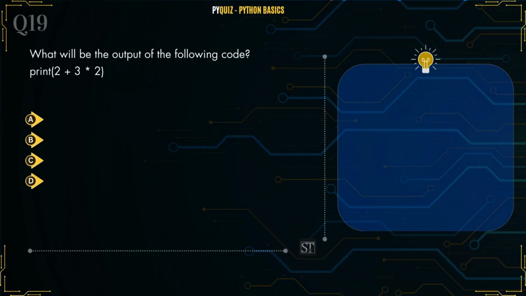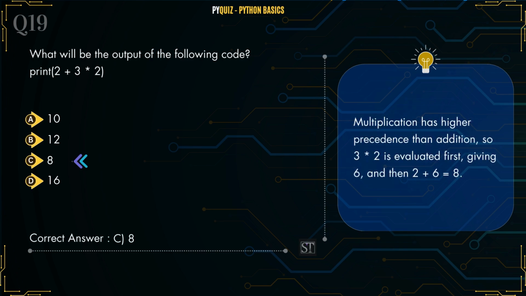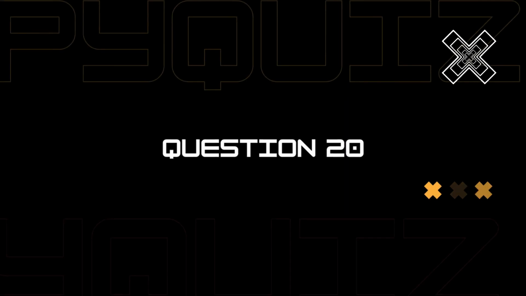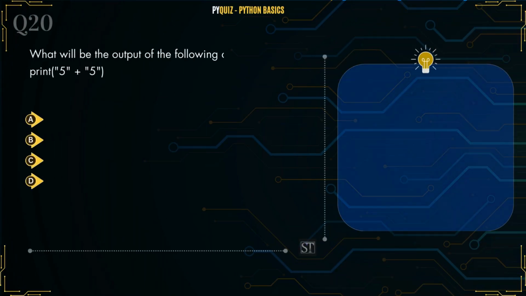What will be the output of the following code? The correct answer is C. What will be the output of the following code? The correct answer is B.